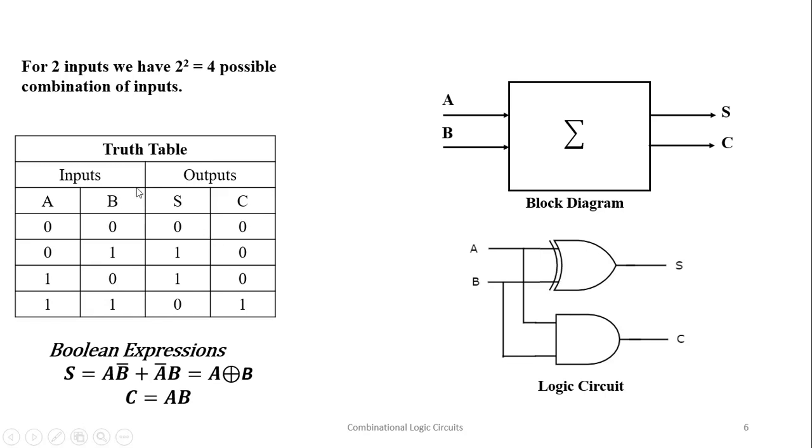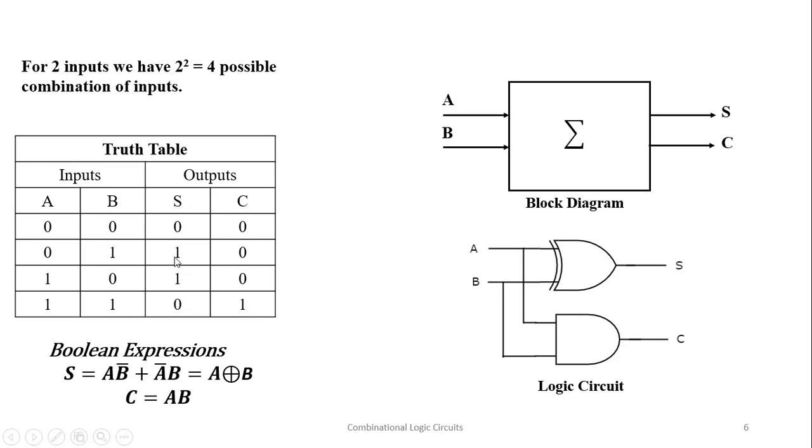This is the first step, to find the number of inputs and outputs. The second step is to develop a truth table, and the third step is to find Boolean expressions for the output. We have two outputs, so we will have two output expressions. One is S and the other is carry. For S, the sum is 1 over here and 1 over here.